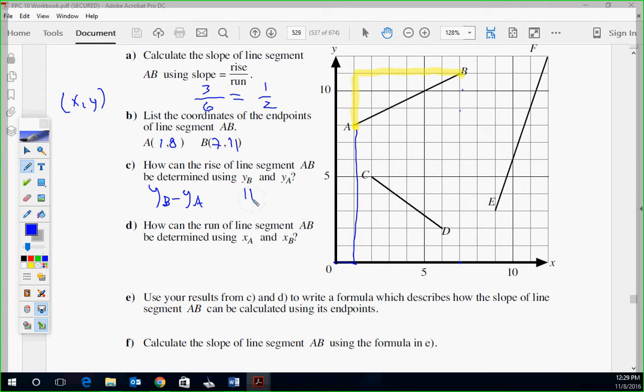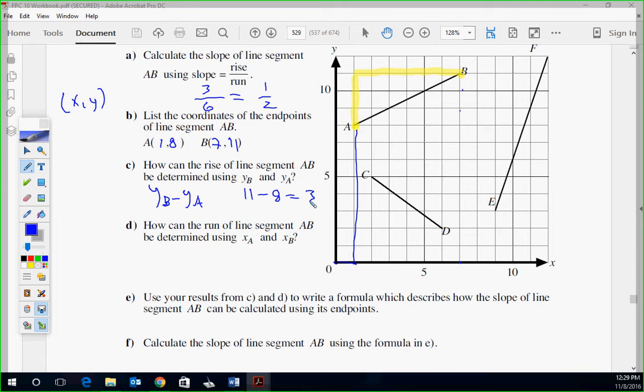We're subtracting this number. That tells us how much it went up. It went up 3, remember? So we're subtracting the higher y from the lower y. So we went 11 minus 8, we get 3.